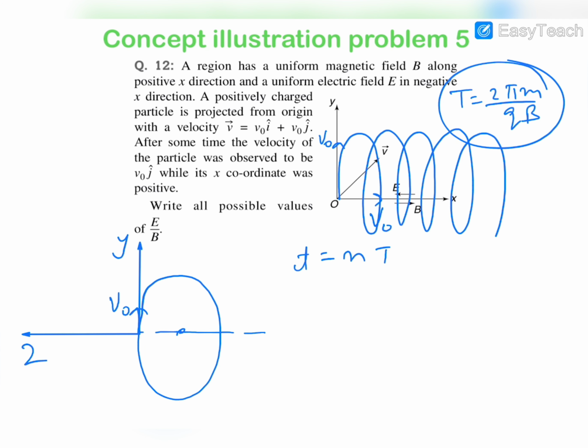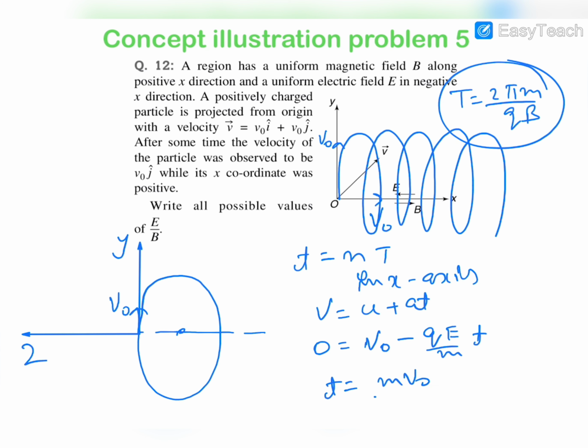Therefore there will be a time when the electric force acting on the particle will be 0. So that time can be calculated. In fact, the velocity of the particle in the x direction will be 0, not the electric force. That time can be calculated by v equal to u plus at in the x direction. So v is 0, u was initially v naught, and minus a, where a is the retardation due to the electric field, which is qE by m, and t is the time. So t will be m v naught by qE.